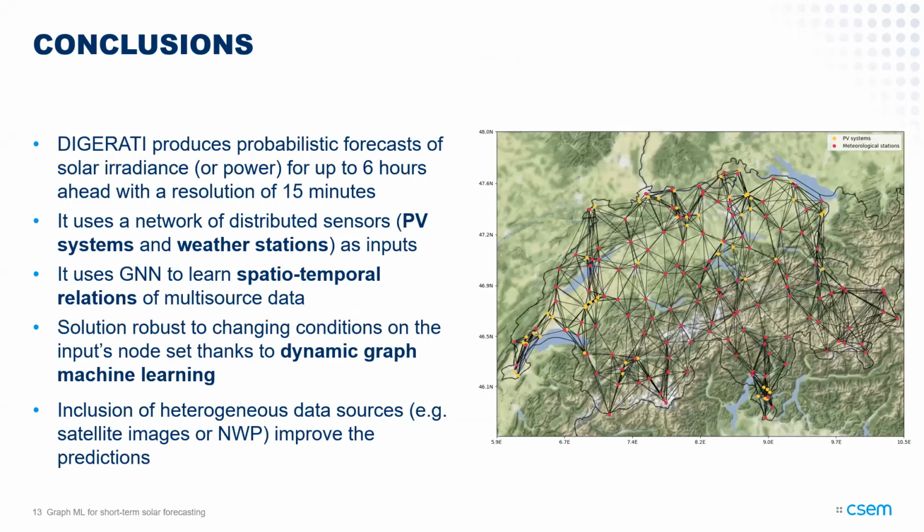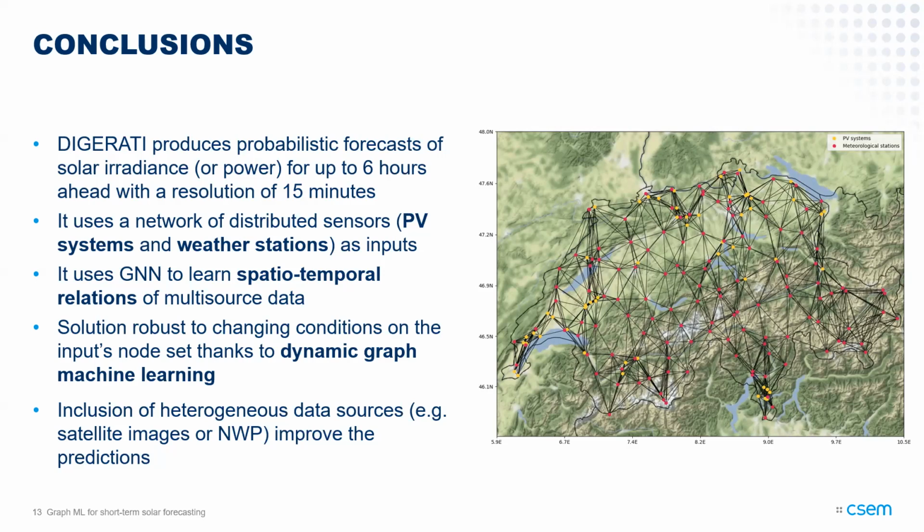So now, just to summarize my talk. I just presented Generative, our solution to produce probabilistic forecasts. This is based on the idea of using a dense network of sensors, like PV or weather stations. GNNs are used to model the spatial-temporal relationships of this multi-source data. The most important thing is that the solution is robust to changes in the conditions of the sensor network, thanks to this dynamic graph approach. And also, the inclusion of heterogeneous data sources could help to improve the forecast.